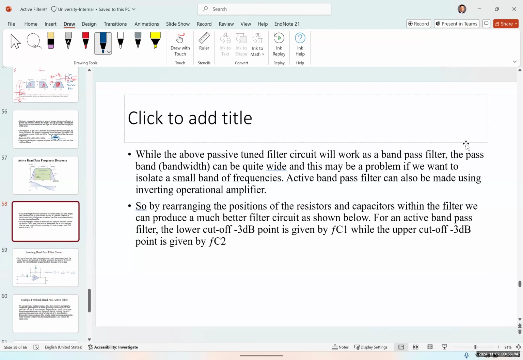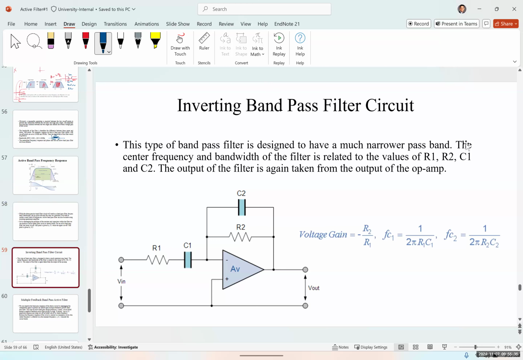While the above passive tuned filter circuit will work as a bandpass filter, the passband can be quite wide, and this may be a problem if we want to isolate a small band of frequencies. Active bandpass filters can also be made using inverting operational amplifiers. The only difference between an inverting and a non-inverting is that in an inverting amplifier, the gain would be negative R2 over R1. But the upper cutoff frequency and the lower cutoff frequency would remain the same.